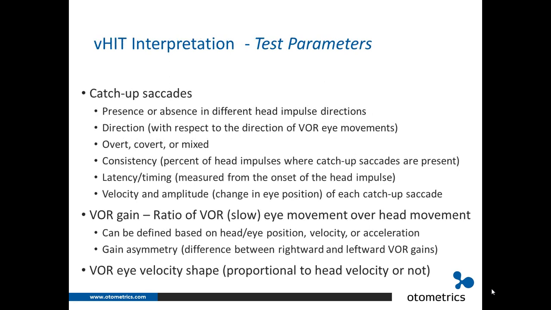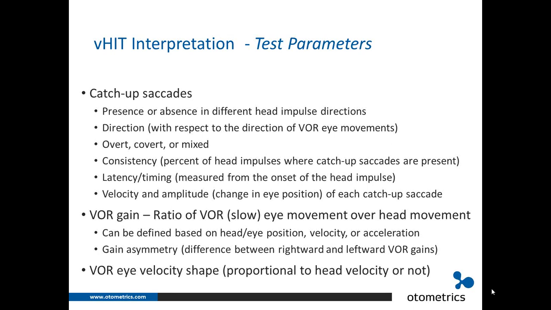In order to interpret the head impulse test, several parameters have to be evaluated both qualitatively and quantitatively. The most important is the presence or absence of catch-up saccades. When they are present, a number of questions have to be answered. In which direction of head impulses are they present? What's the direction of the saccade itself? Is it in the same direction as the VOR eye movements or in the opposite direction?